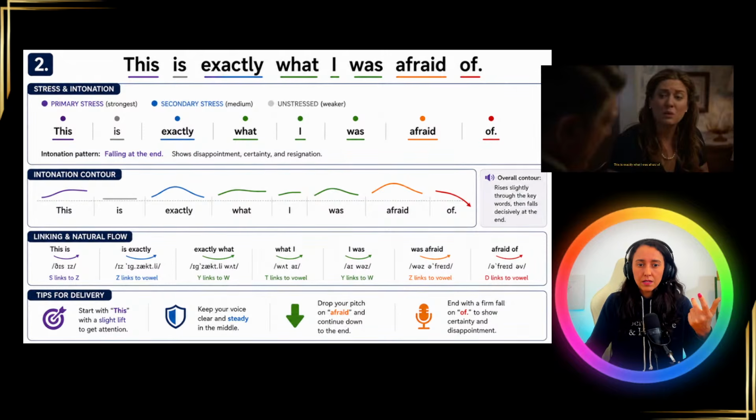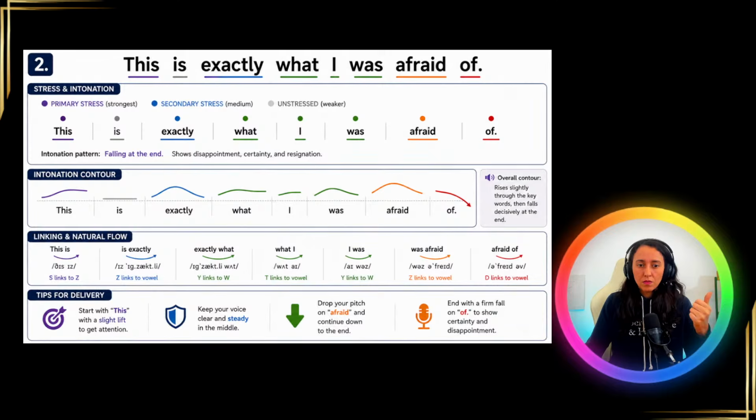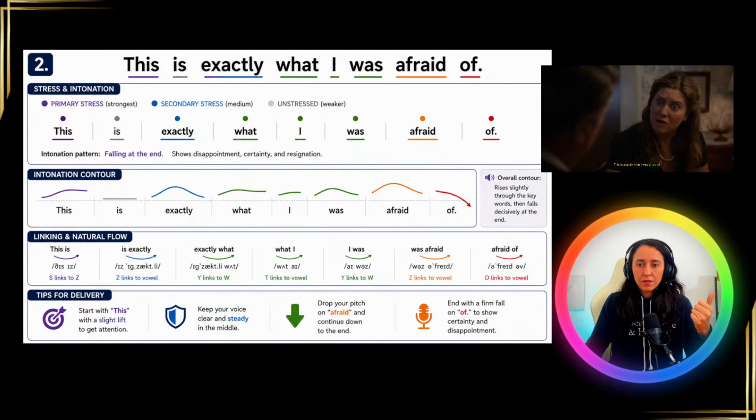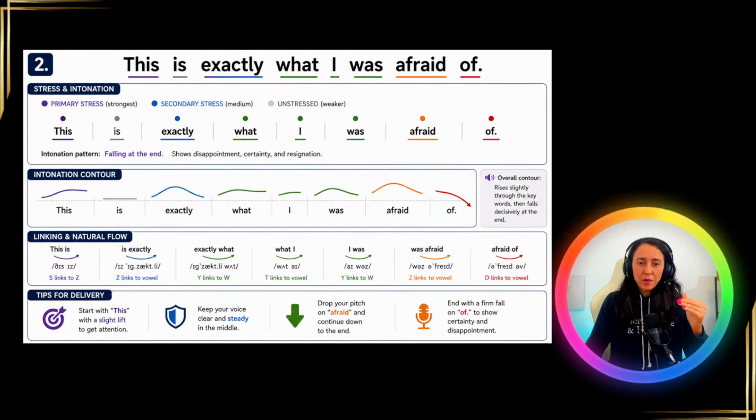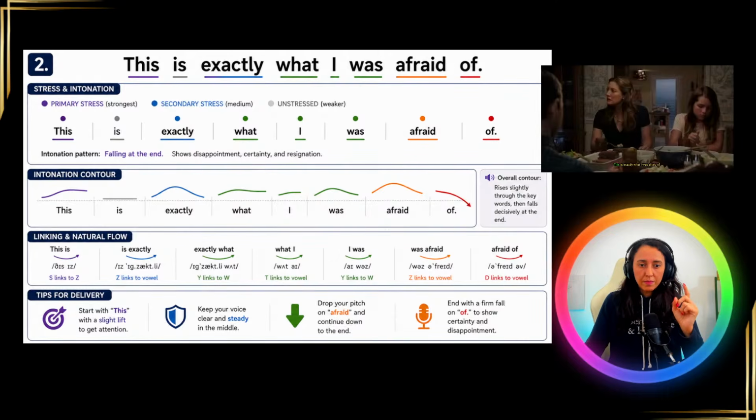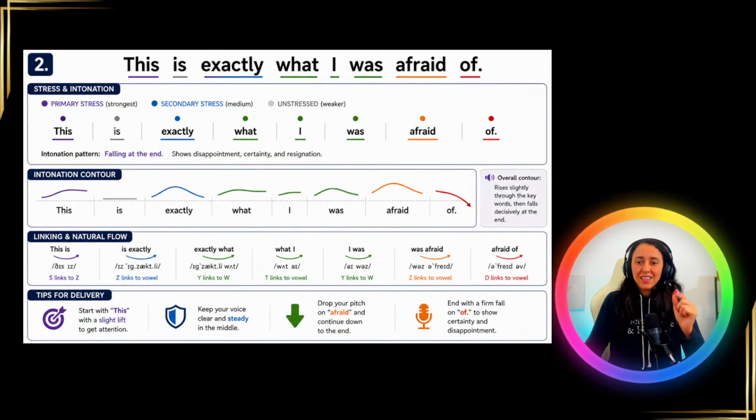This is exactly what I was afraid of. One more time. This is exactly what I was afraid of. Afraid of. One more time. This is exactly what I was afraid of.